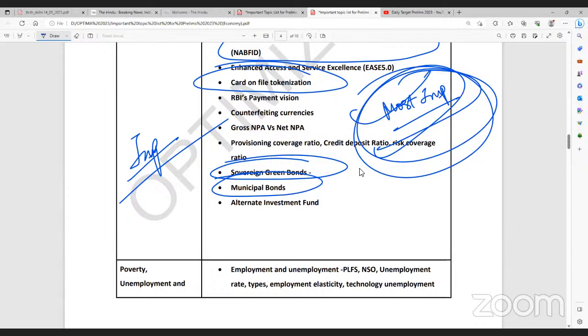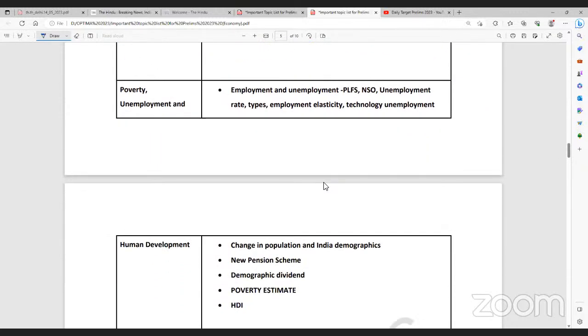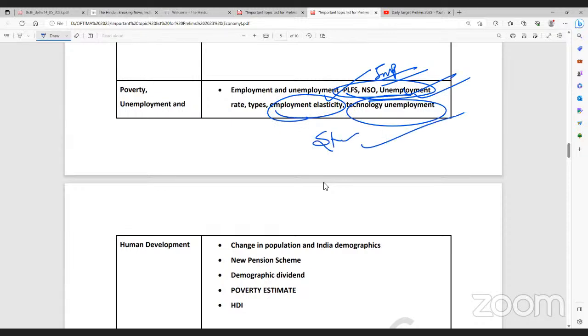Okay, guys. So this is there in monetary policy. Now let us see in poverty and unemployment what can come. Unemployment is a very important topic this year. You can get questions from unemployment, ELFS data. Employment elasticity, technology unemployment, structural unemployment, frictional unemployment, very important.